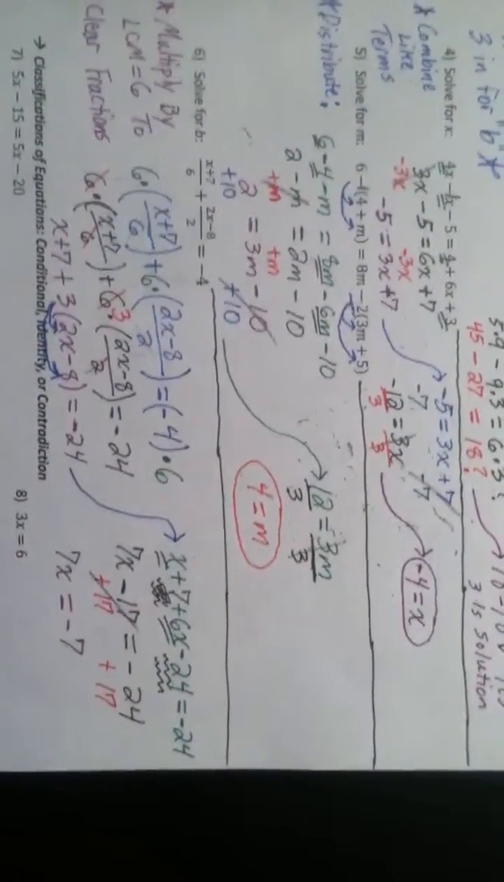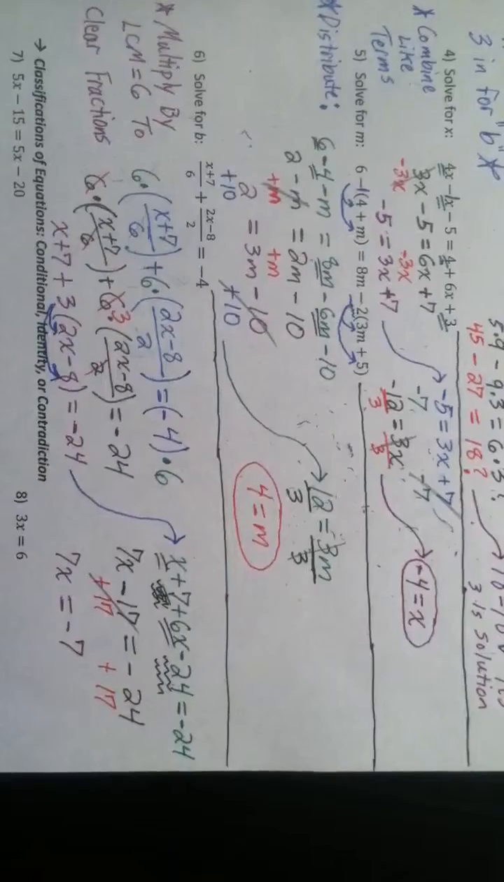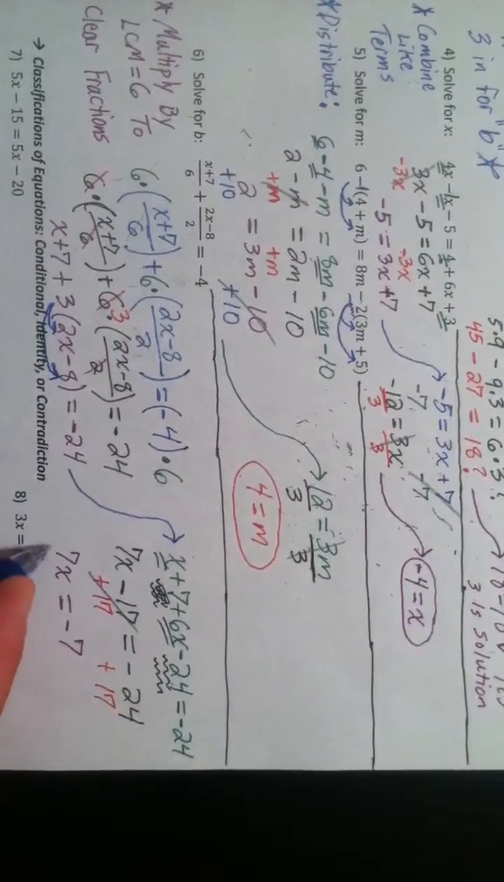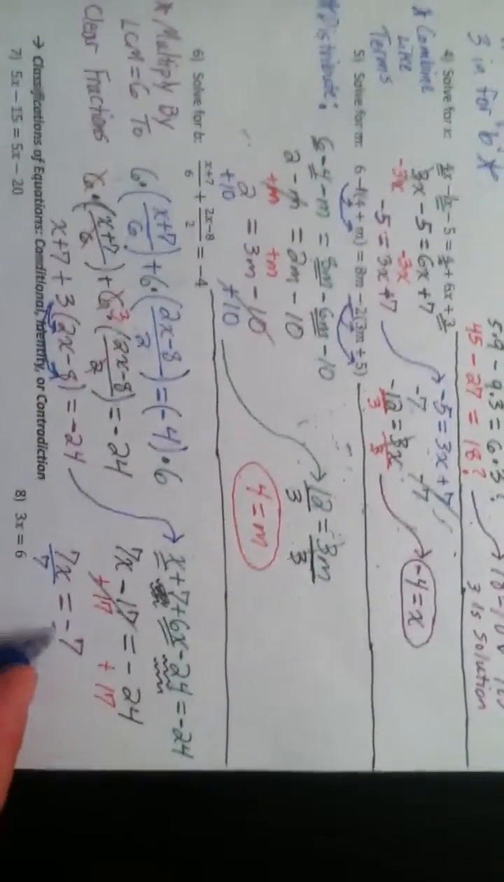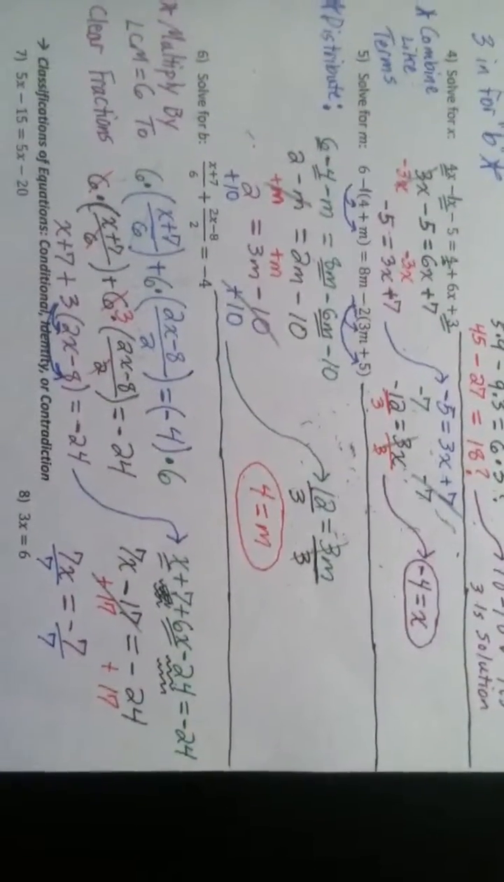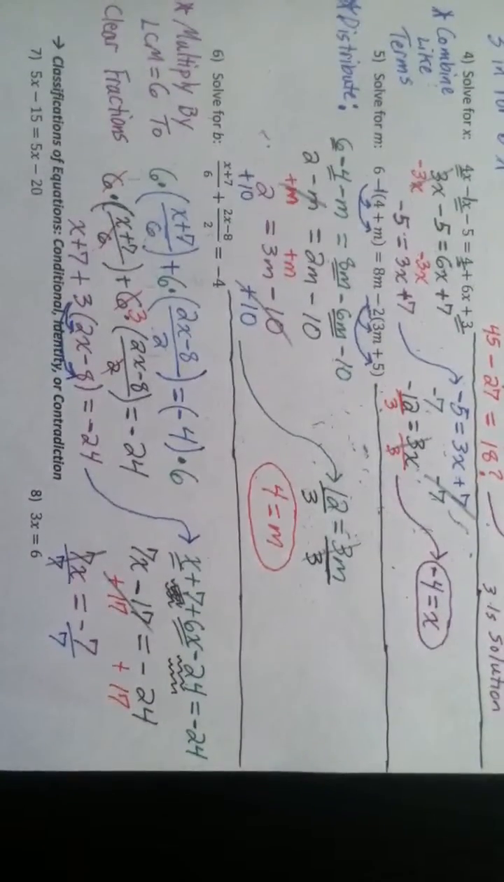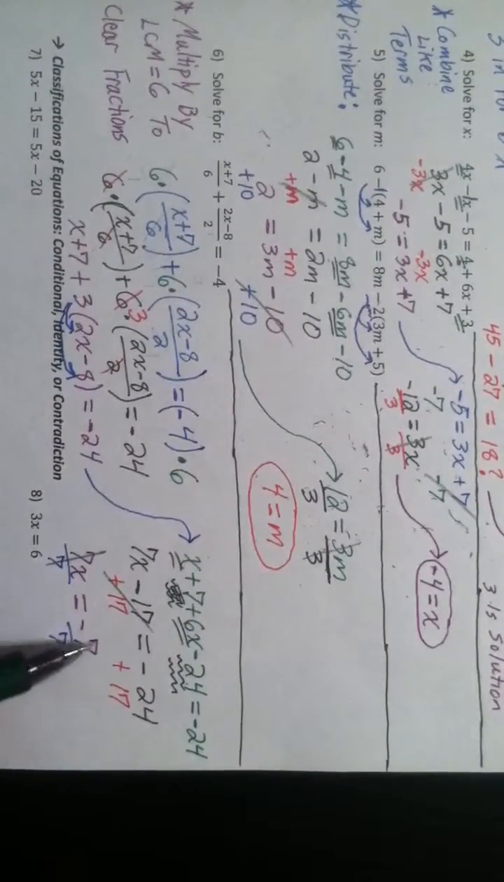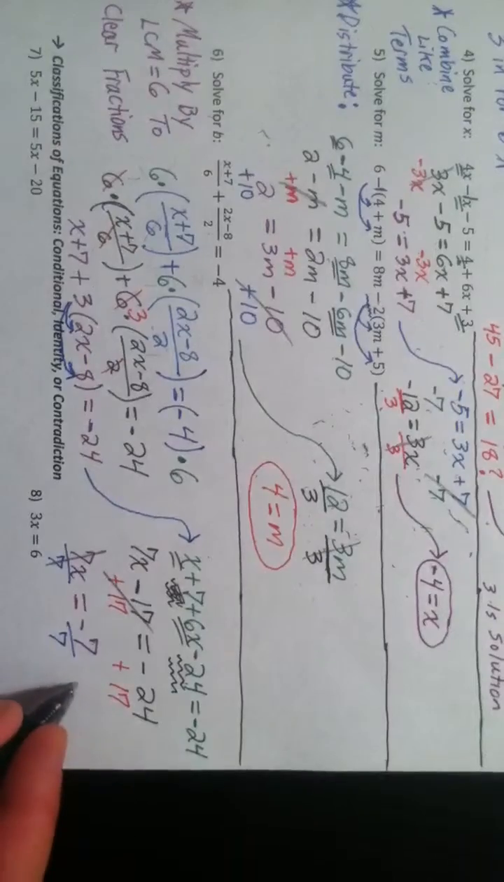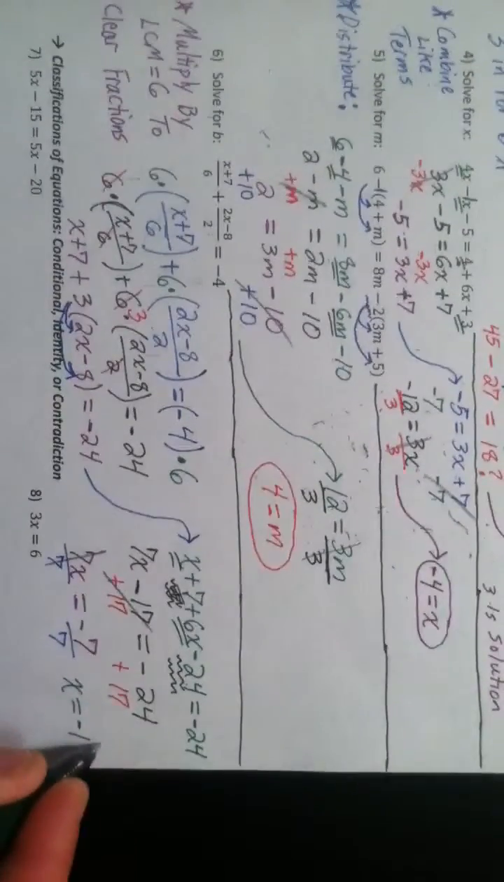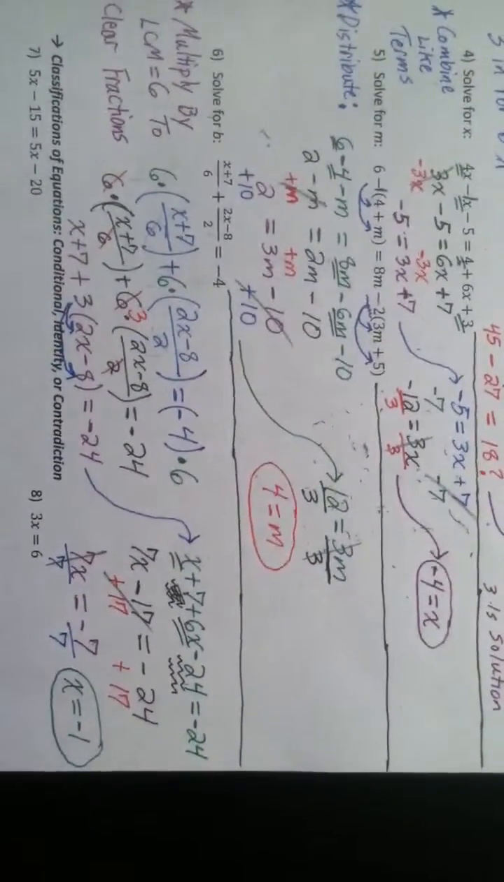And then last step, in order to get x by itself, divide by x's coefficient, which is the number 7. Dividing by that 7, we'll cancel out those 7's, giving us x by itself. Negative 7 divided by 7 gives you negative 1. So x equals negative 1 is going to be our final answer there.